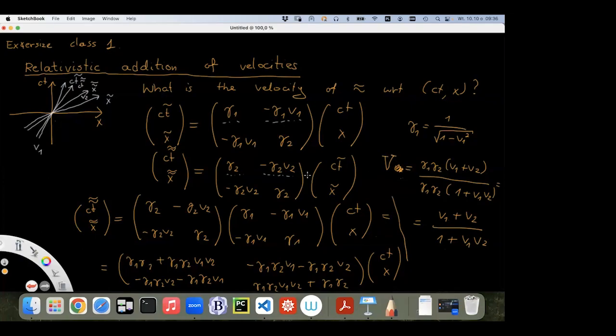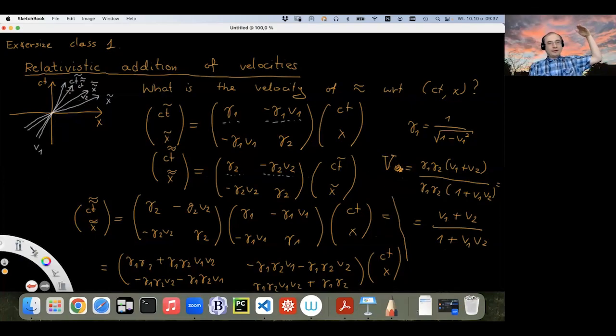So the capital V, which is simply the velocity of the double tilde frame with respect to the frame without a tilde. The standard velocity defined as the ratio of the distance you pass over the time, the coordinate time.